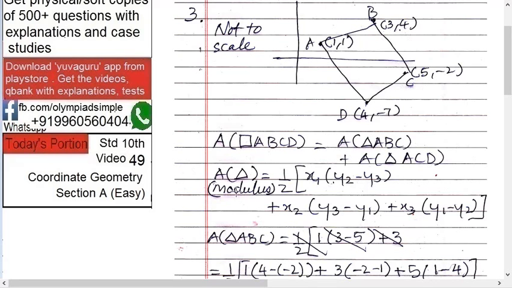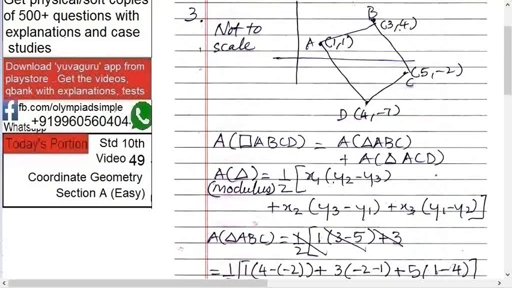Always remember it's in modulus. Modulus means even if you get the minus answer for this, you'll have to take this plus. Now it's easy to remember this formula. See this x1, 2, 3, it's always 1, 2, 3: x1 y2 y3, x2 y3 y1, and x3 y1 y2. Always take in the sequence.